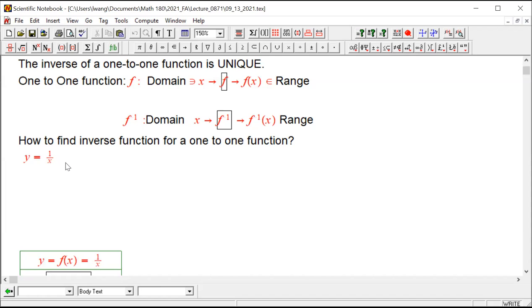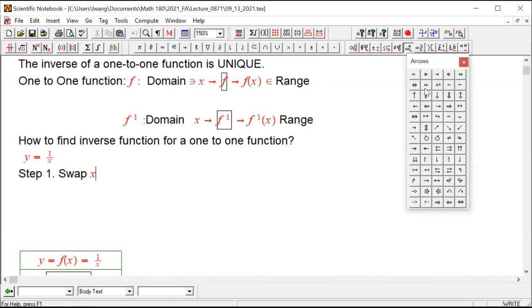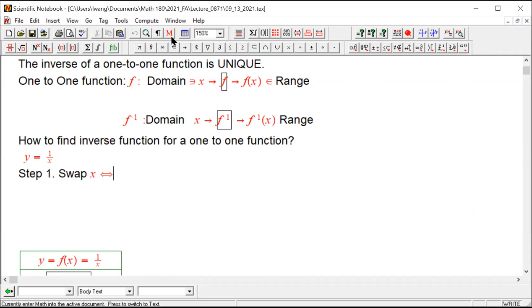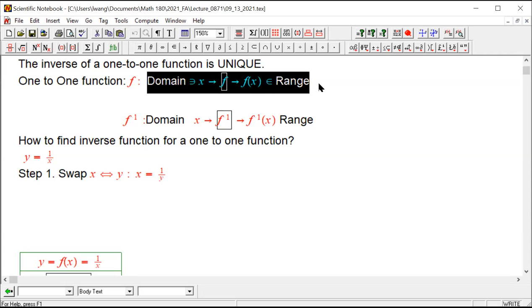There's 2 steps for it. Step 1, swap. Swap x, y. So x and y are swapped. If you don't remember this, that's fine. If you remember this, great. No big deal. You're learning it. Swap. So in this function, we're going to turn y into x, x into y. This swap also marked behind the scene the swap of domain and range.